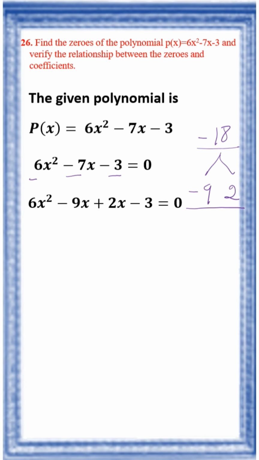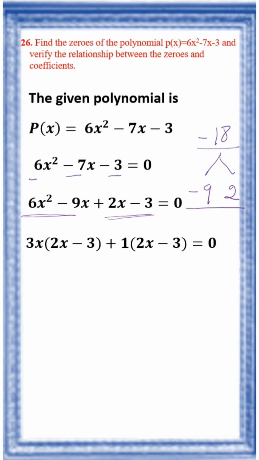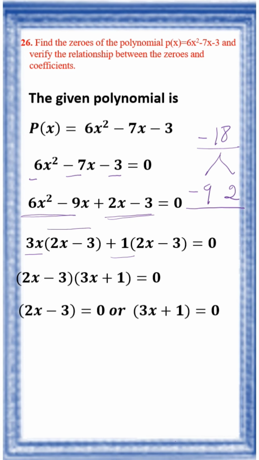Group the terms like this. Here 3x is common, here 1 is common. Group 3x plus 1 and 2x minus 3. So now 2x minus 3 into 3x plus 1 is equal to 0. So 2x minus 3 is equal to 0 or 3x plus 1 is equal to 0.